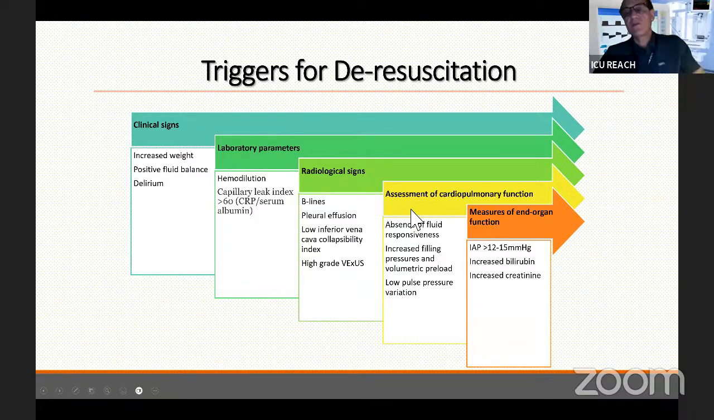And then, whatever technology you have in your ICU, you can use it to assess the cardiopulmonary function. You can assess for absence of fluid responsiveness, increased filling pressures, and volumetric preload, or if you have low pulse pressure variation or stroke volume variation. And then you look at the organs. If you have intra-abdominal pressure that is more than 12 to 15 millimeters mercury, if you have increased bilirubin, increased creatinine, all this would indicate that you may need to start de-resuscitation.